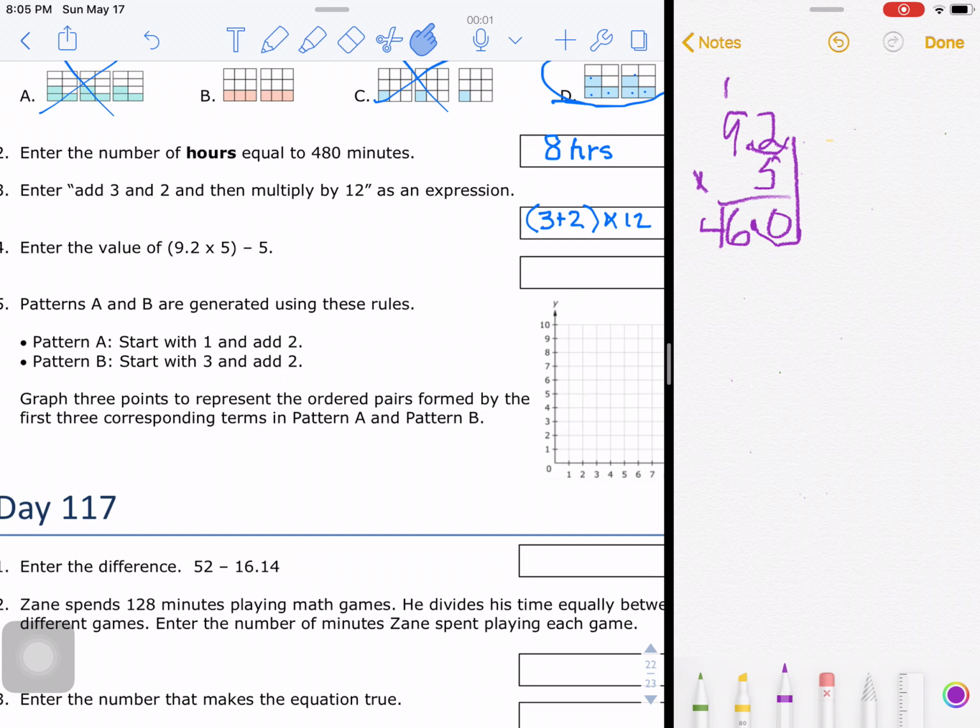So now I subtract 5, and remember when we add and subtract, we always line up our place values, and this is 5 ones. So 46 minus 5 is 41. 41.0, which is the same as 41.